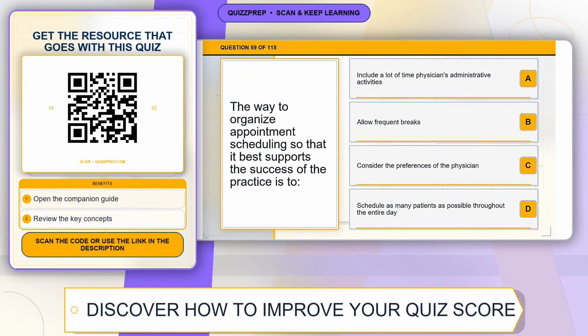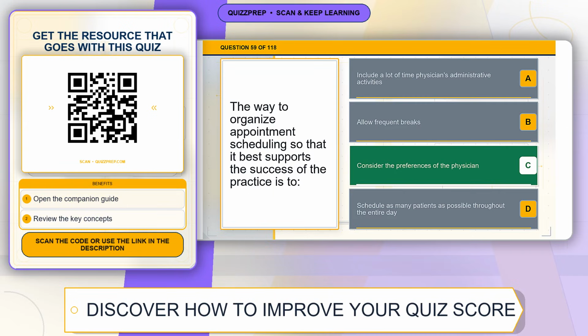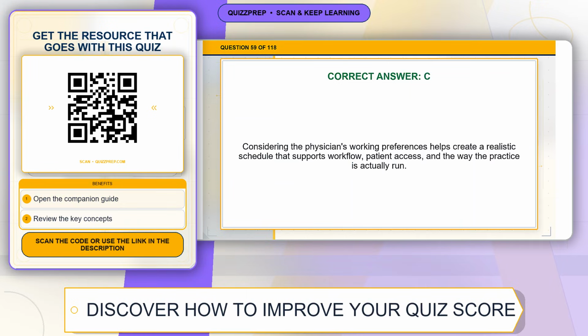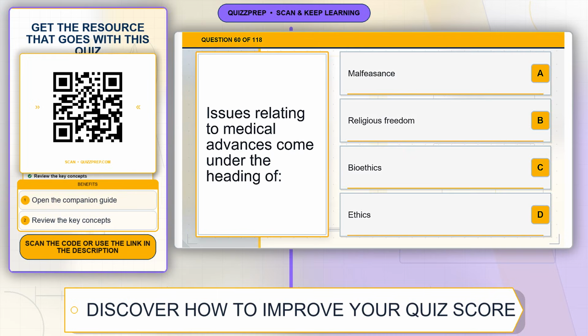Question 59. The way to organize appointment scheduling so that it best supports the success of the practice is to: Option A, include a lot of time for physician's administrative activities. Option B, allow frequent breaks. Option C, consider the preferences of the physician. Option D, schedule as many patients as possible throughout the entire day. The correct answer is option C, consider the preferences of the physician. Explanation. Considering the physician's working preferences helps create a realistic schedule that supports workflow, patient access, and the way the practice is actually run.